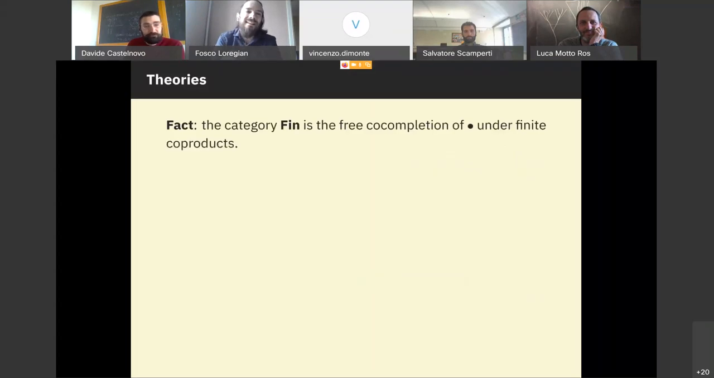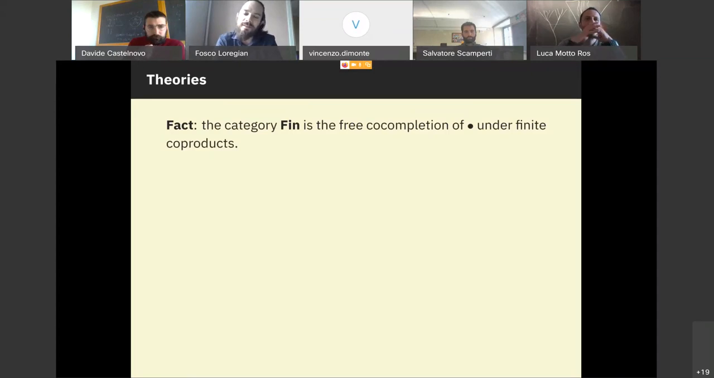Anyway, now enough with the chit-chatting, let's start with the mathematics. Let's start with a very simple fact, in this introductory part of the talk. The category of finite sets and functions can be regarded as the free cocompletion of the point under finite coproducts. This is just the category theorist's way to say that every finite set is a finite coproduct of points, of singletons.